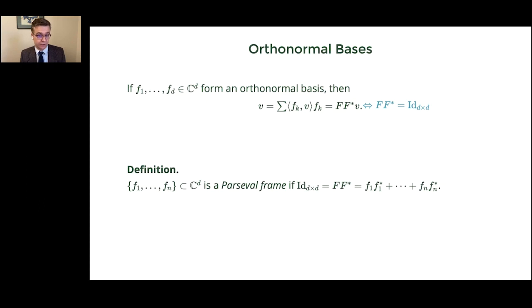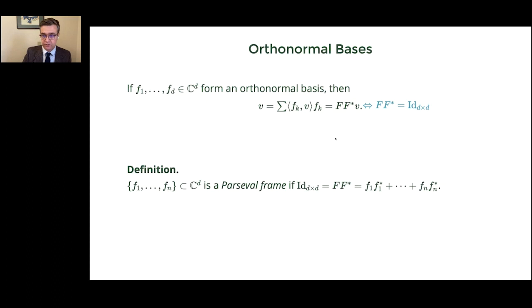And when we have that situation, we're going to call that a Parseval frame. So in general, the idea is that N is going to be bigger than D. And so we're going to have these N vectors in C^D, where N is bigger than D. And the condition is that if I multiply that matrix times its conjugate transpose, I get the identity.